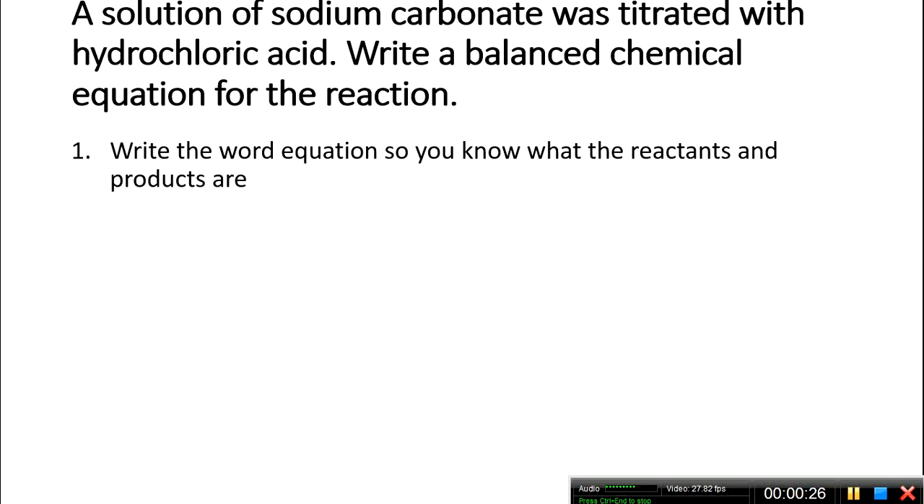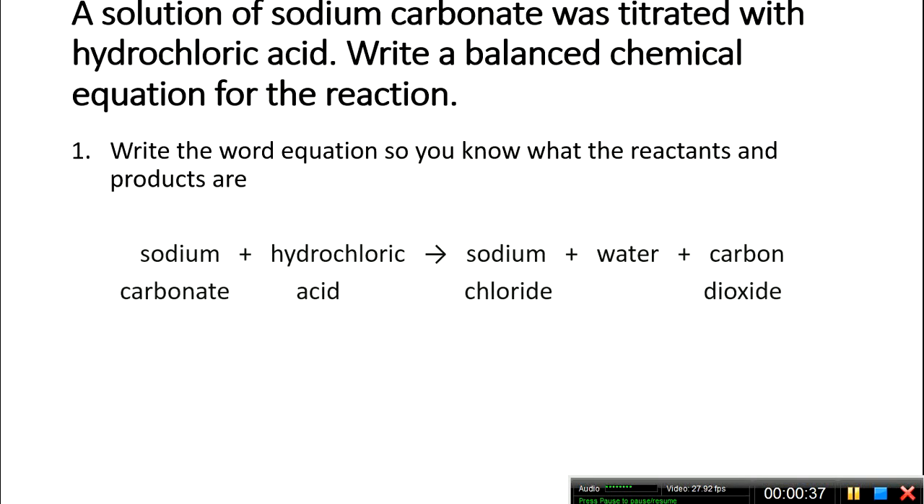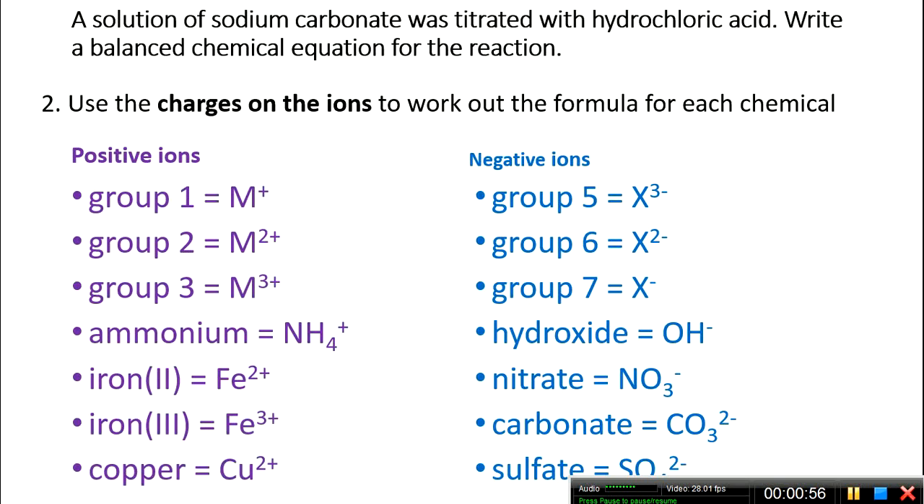So the first thing that I would always advise you do is to write a word equation so you know what the reactants and products are. The reactants in this example are given in the question, sodium carbonate and hydrochloric acid. And hopefully you can sort out from that the products are going to be sodium chloride, sodium from the sodium carbonate, and the chloride from hydrochloric acid, and the other products are water and carbon dioxide.